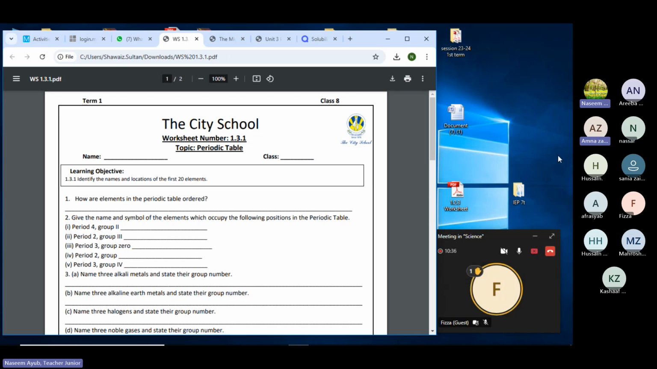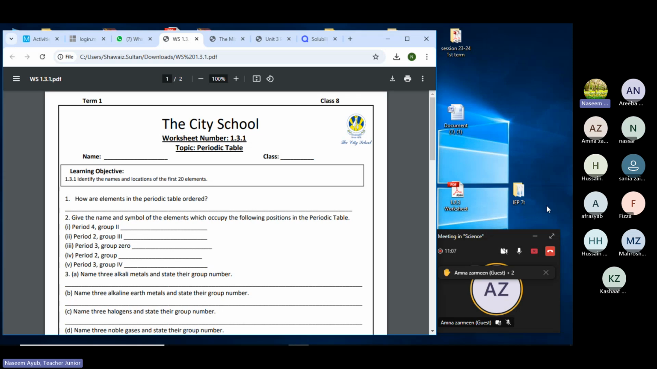The periodic table classifies elements in groups and periods; groups are vertical columns and periods are horizontal rows. Yes, well done, good. This is what I was asking: how are the elements in the periodic table ordered? The elements are ordered in groups and periods. Groups are vertical columns and periods are horizontal rows, right? So the first answer would be clear to you. I'm coming to question number 2.